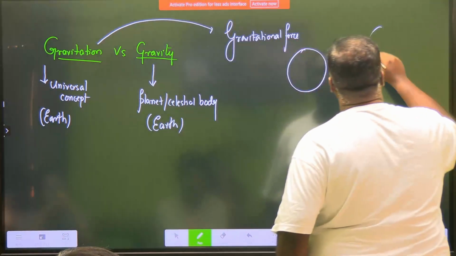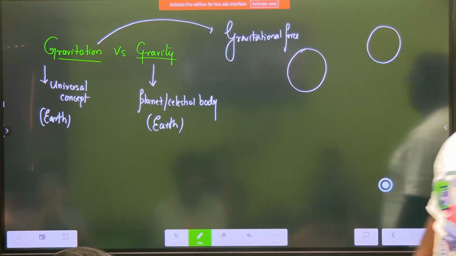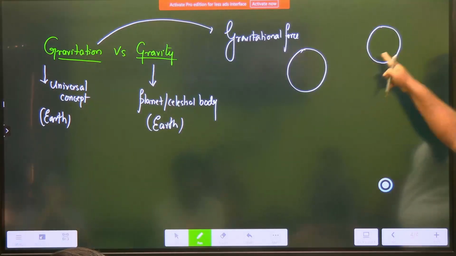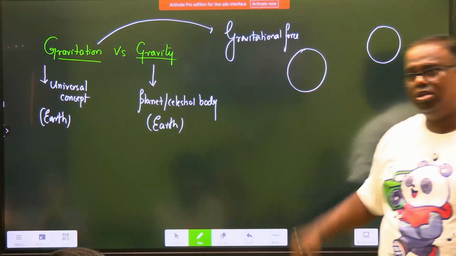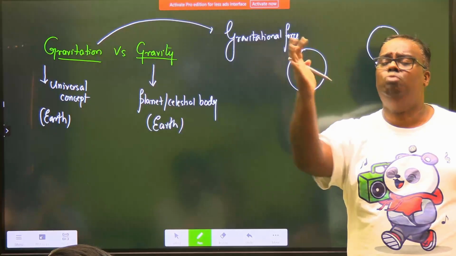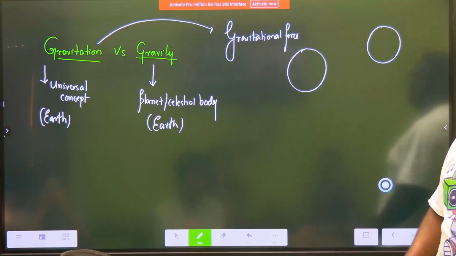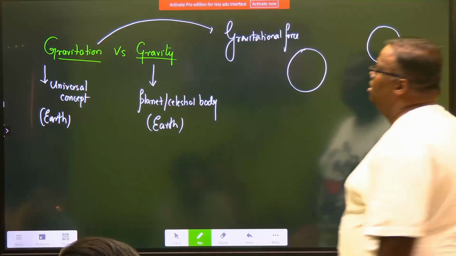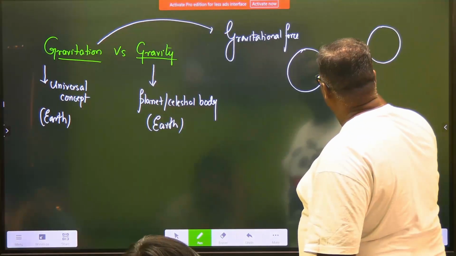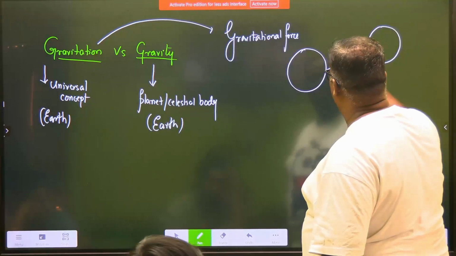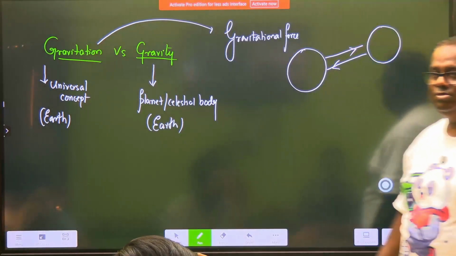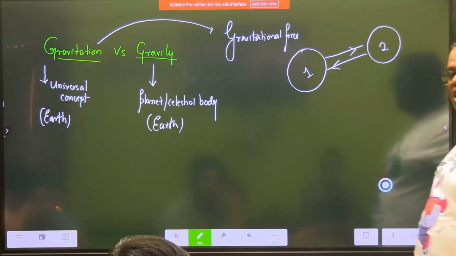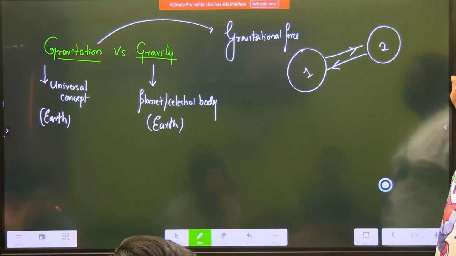Suppose you have any two bodies in the universe: Uranus and Mars, you and a cow, a mouse and a goat, a table and a chair, one bacteria and another bacteria, any two bodies. Every body in this universe attracts every other body. This is body 1, this is body 2. Body 2 attracts body 1 and body 1 also attracts body 2.